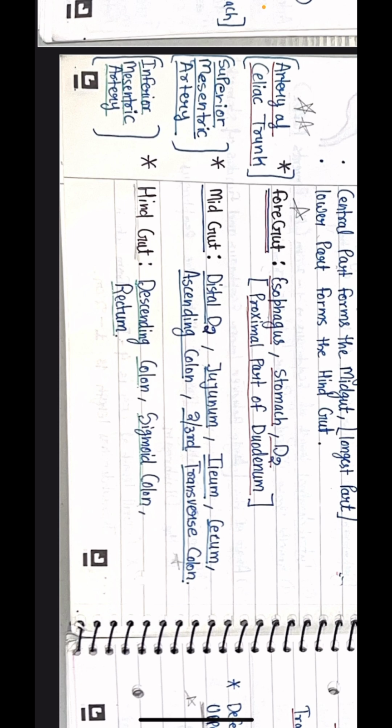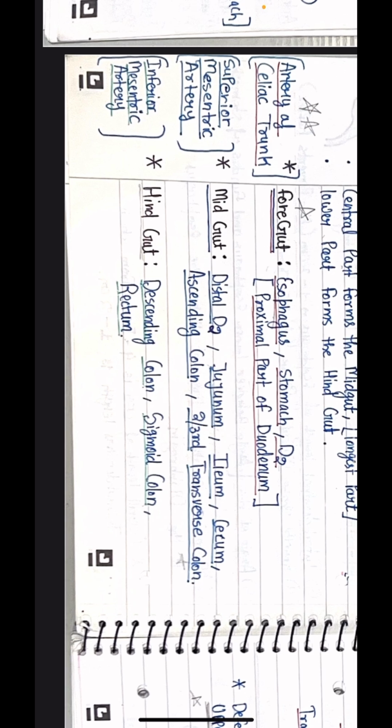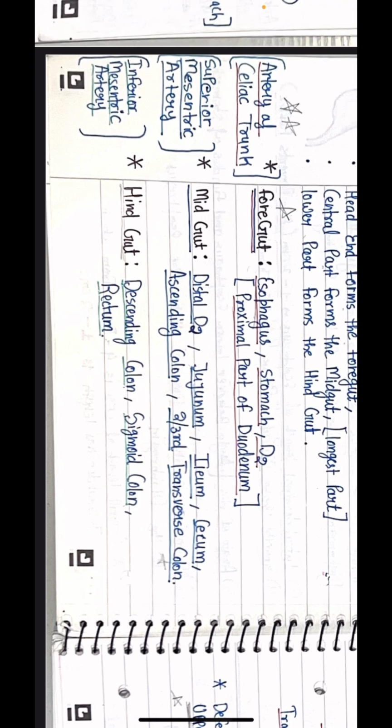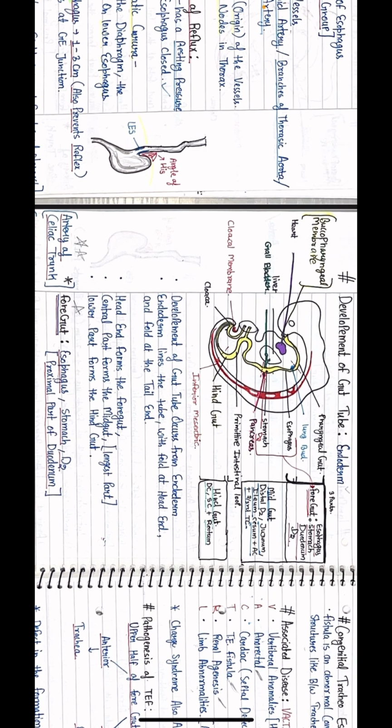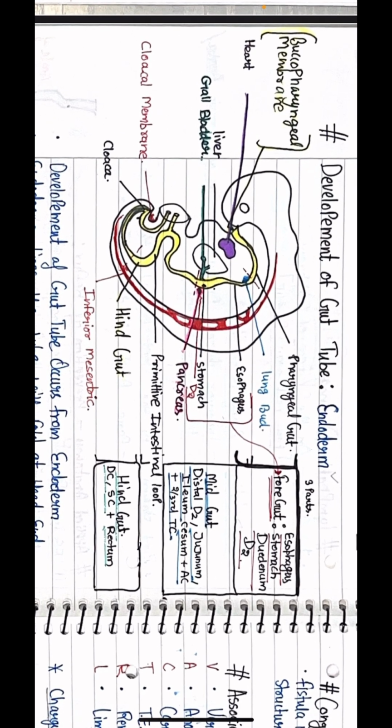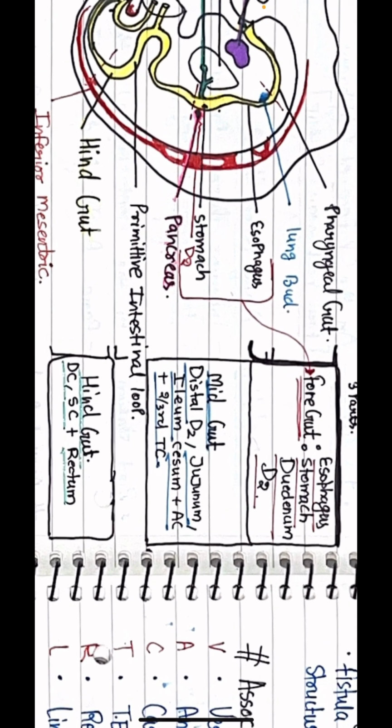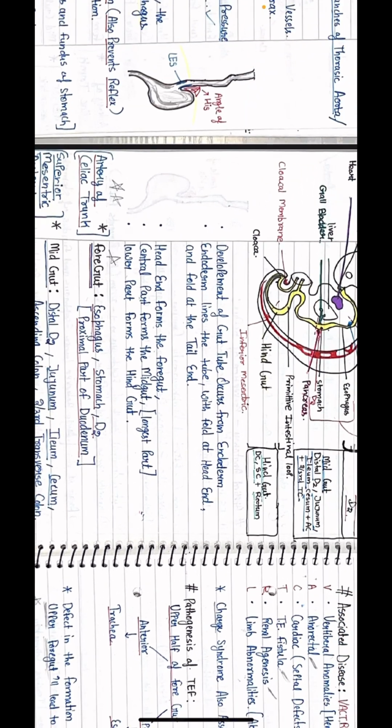The midgut starts from the rest of the distal duodenum, jejunum, ileum, cecum, ascending colon, and about two-thirds of the transverse colon. And the hindgut is whatever part is left, which is the descending colon, the rest of the colon, sigmoid colon, rectum, and anus, though the anus is just the opening. You can find it here as well. If this seems easier for you, the foregut will be esophagus, stomach, and some part of the duodenum. Then the midgut will be the rest of the duodenum, jejunum, ileum, cecum, ascending colon, and some part of the transverse colon, and everything else will be covered in the hindgut.